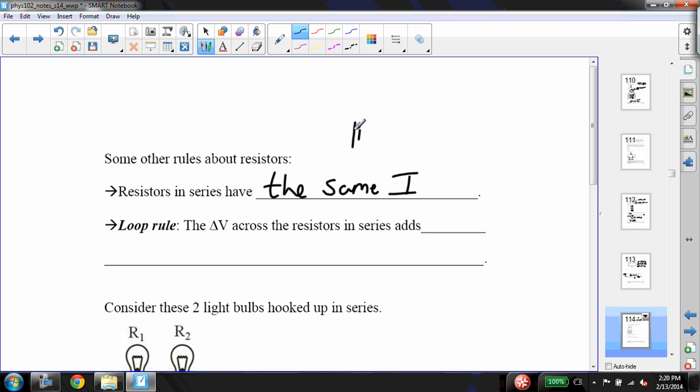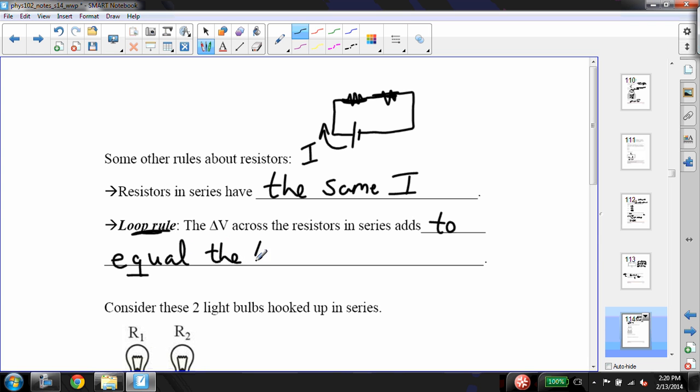If we're imagining our circuit like a water pipe, I have a certain amount of current flowing through this wire. That amount of current goes through that resistor, and that amount of current also goes through that resistor. All right? Also, something that we're going to call the loop rule, which we'll use soon, is that the change in potential across resistors in series adds to equal the voltage, or the change in potential, across the battery.